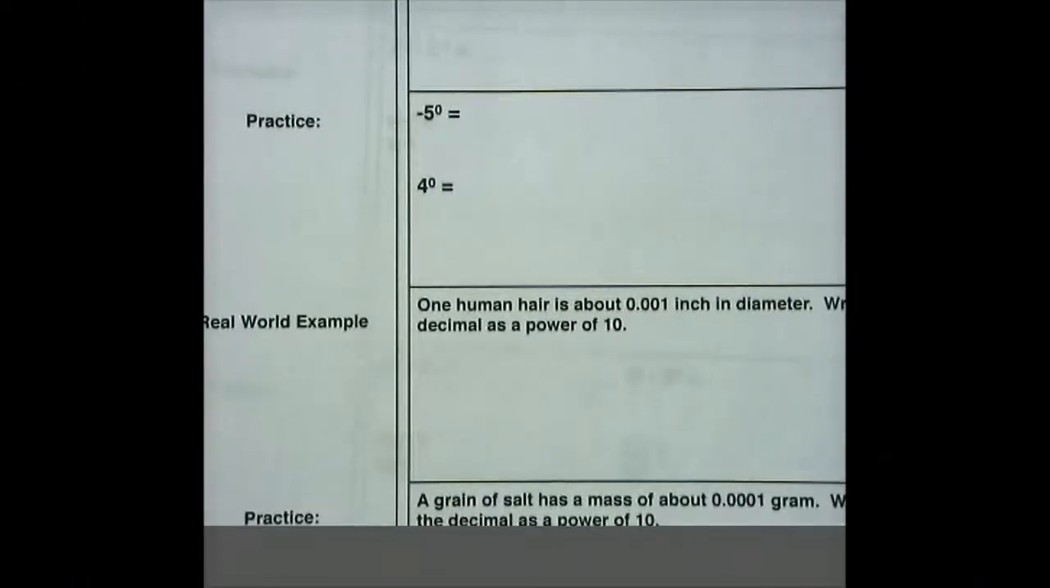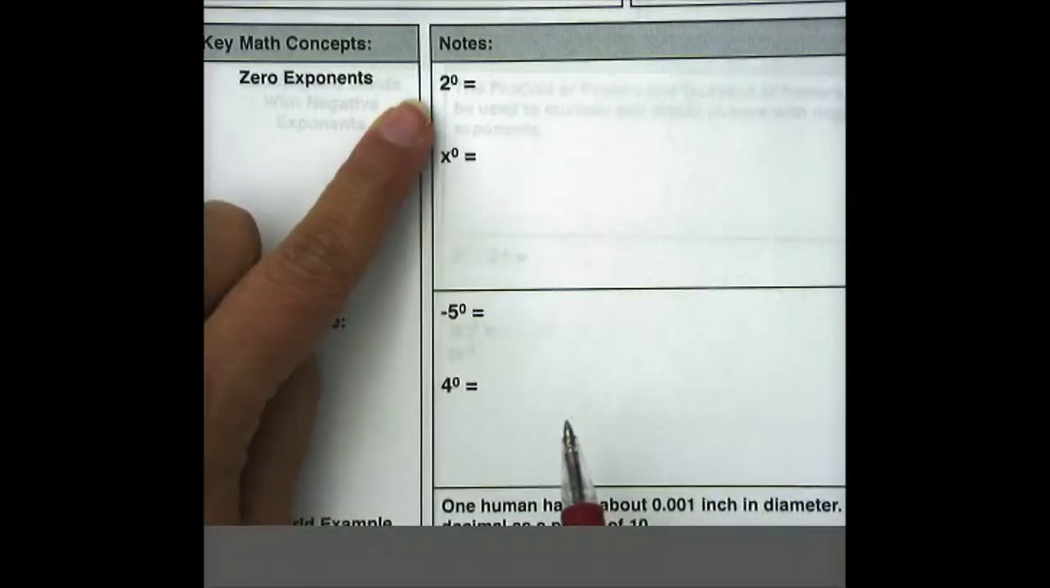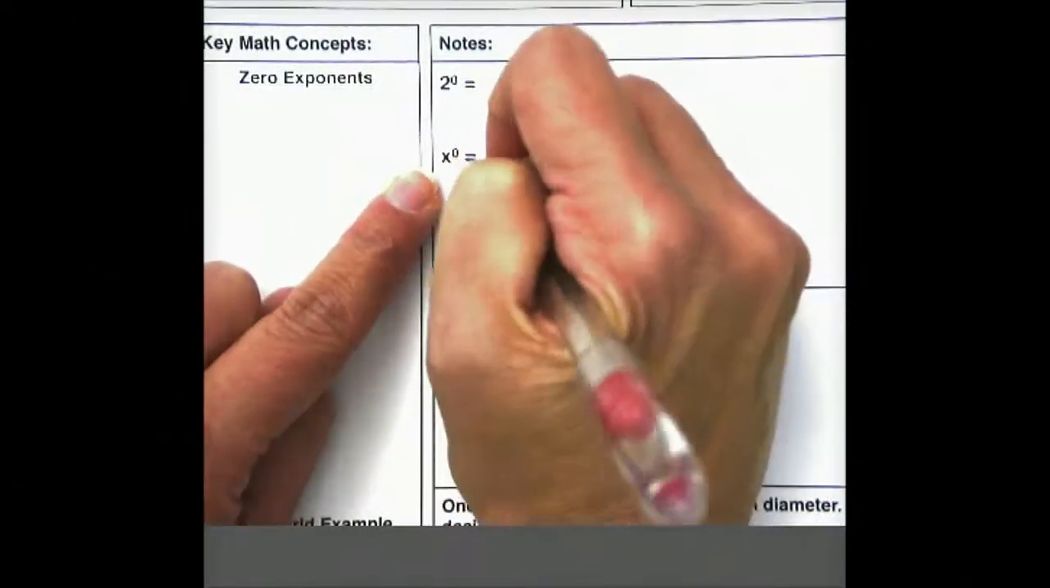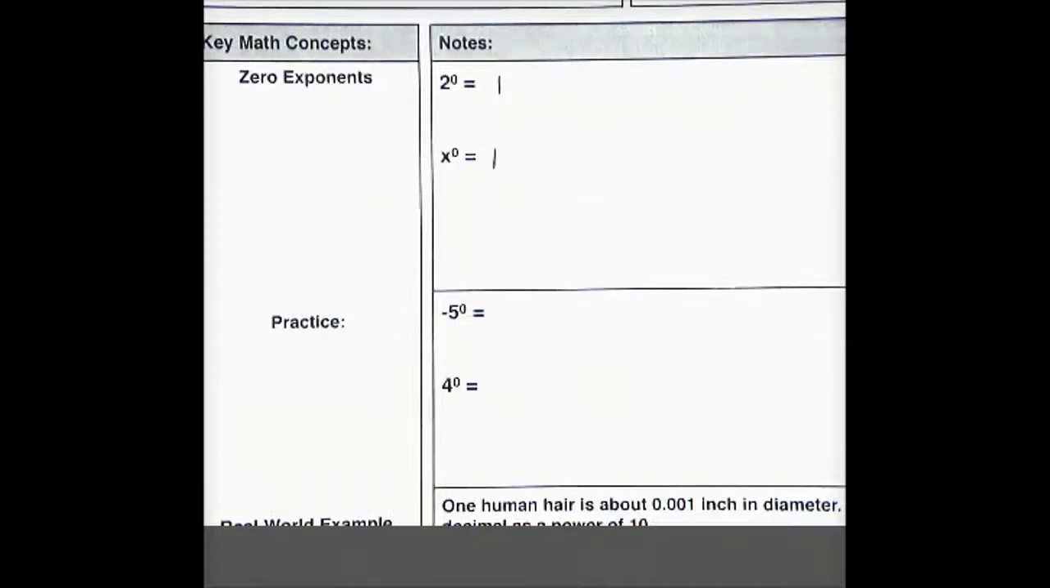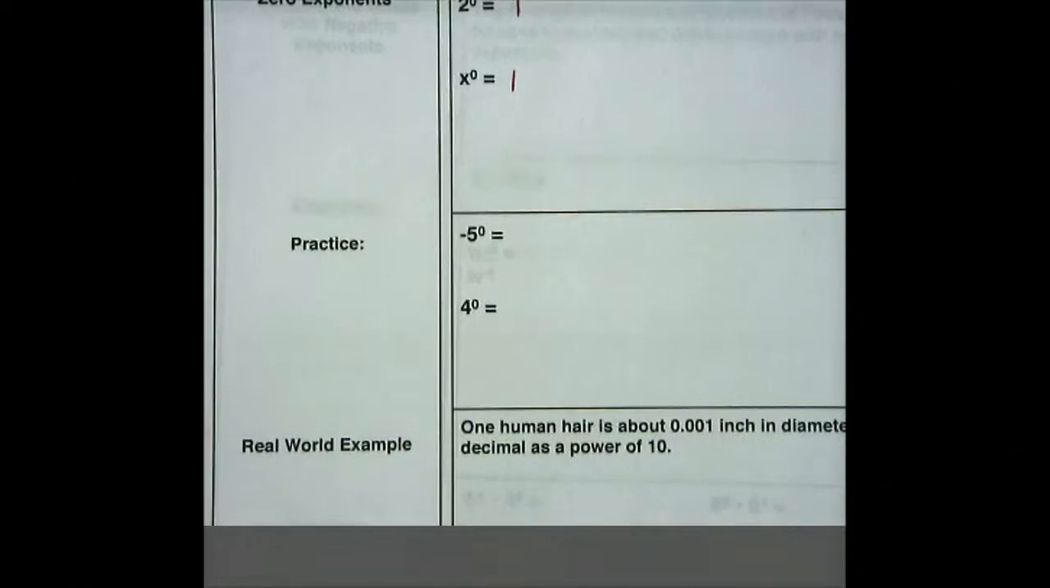On the next page, we're looking at zero exponents. And zero exponents, again, are very simple because I've already told you that anything raised to the 0 power is going to be 1. So 2 to the 0 power equals 1. X to the 0 power equals 1. Anything other than 0, raised to the 0 power is 1. So take just a second, pause the video, and work the two problems for practice. -5 to the 0 power and 4 to the 0 power.